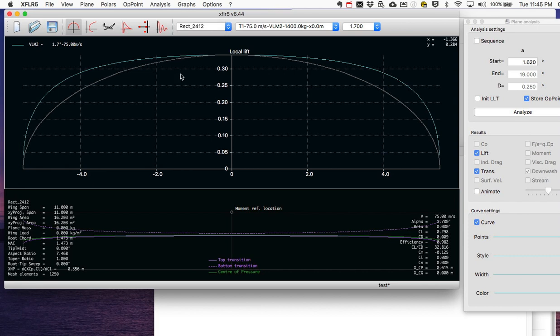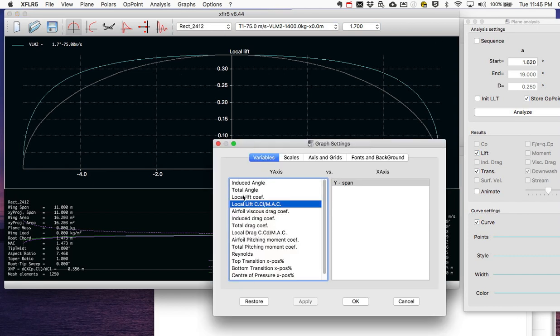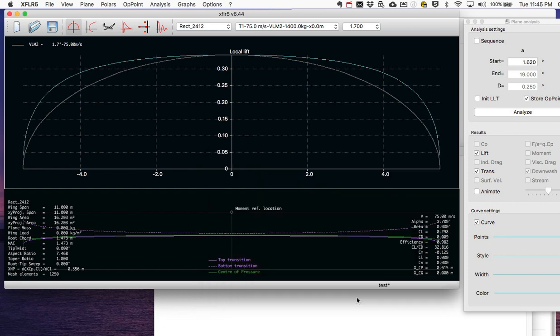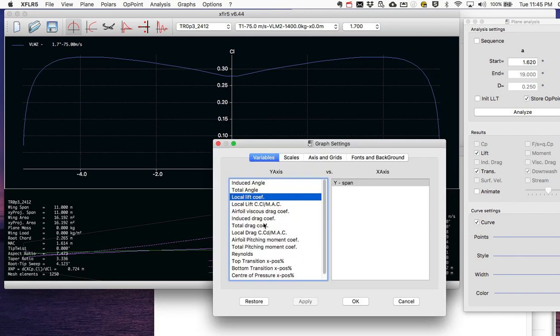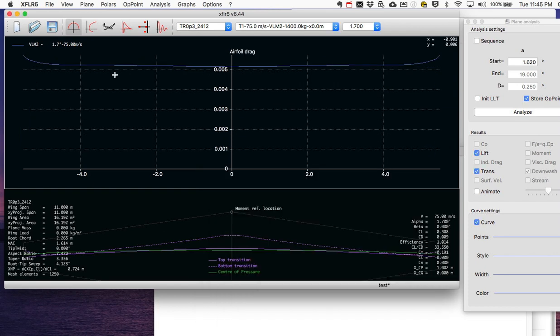So let me go back to the lift coefficient, local lift coefficient. And so this is the rectangular wing, this is the tapered wing, and I can look at the viscous drag coefficient. They're probably going to be pretty similar. So you have a little variation at the end in this case because, not because of CL variation, but because of chord variation. So the chord's dropping, so the Reynolds is dropping, so the drag coefficient is going up. Skin friction drag coefficient goes up with decreasing Reynolds numbers.